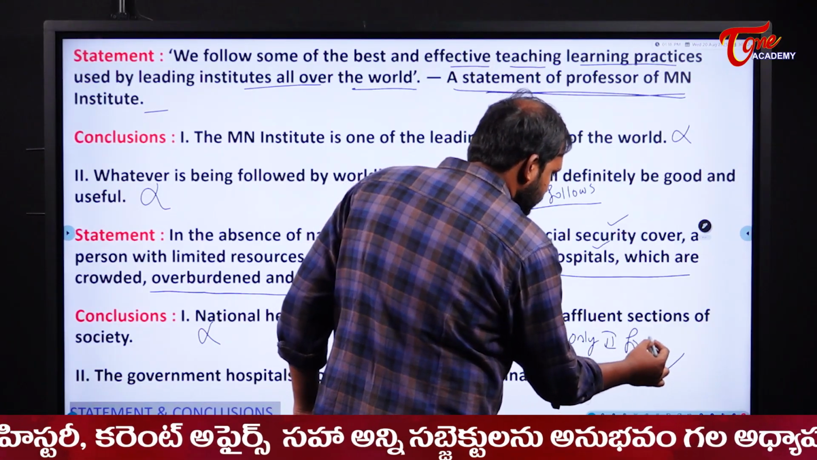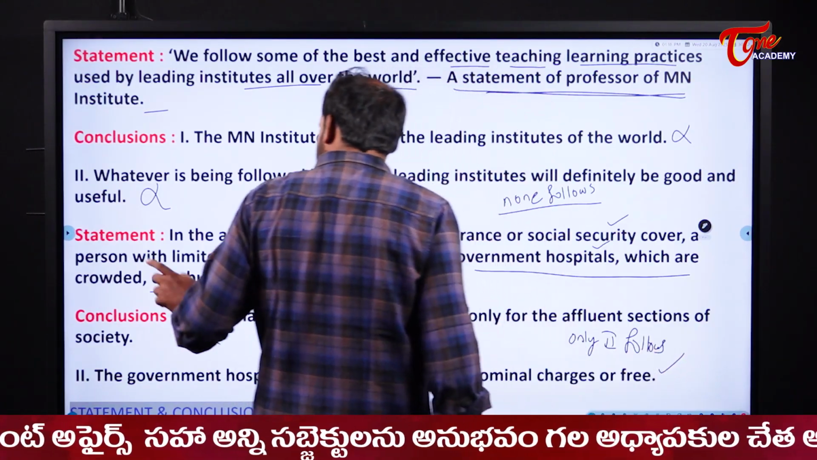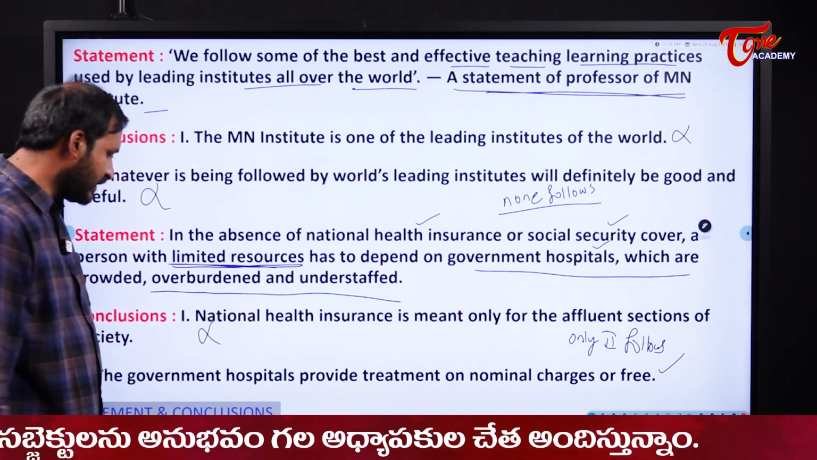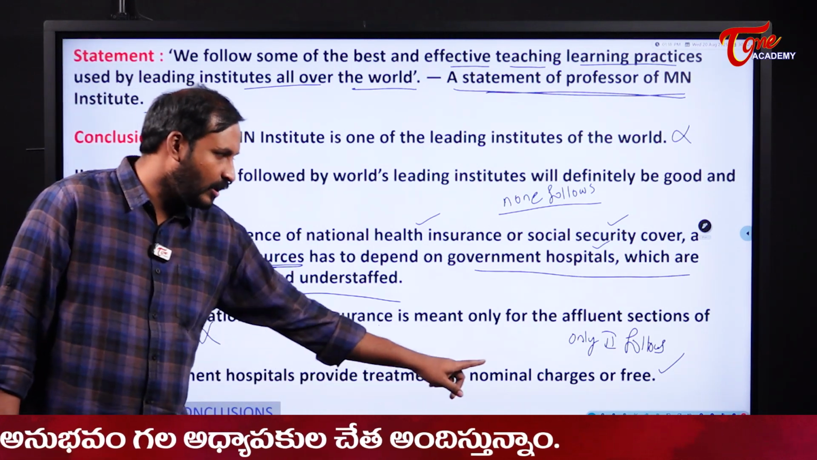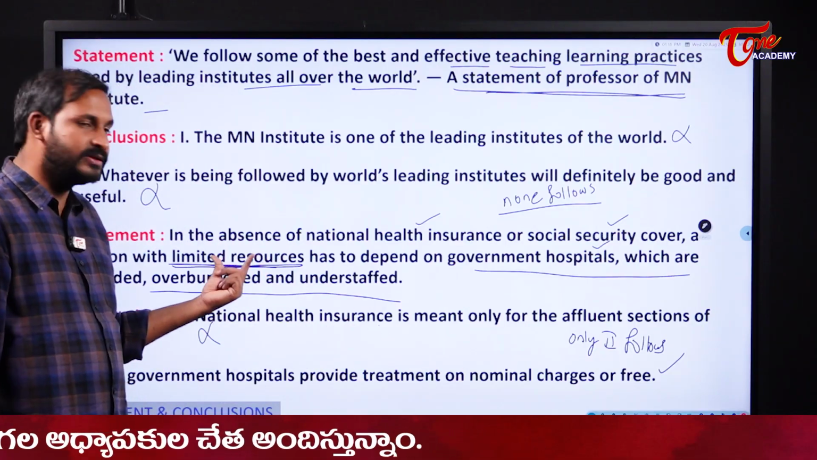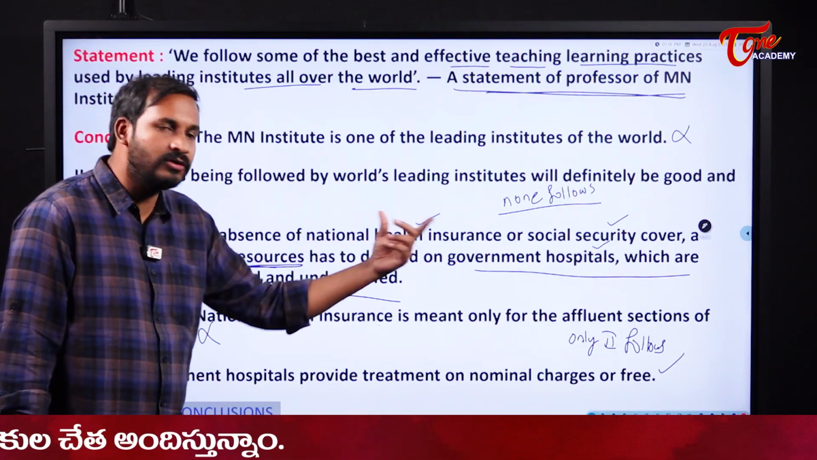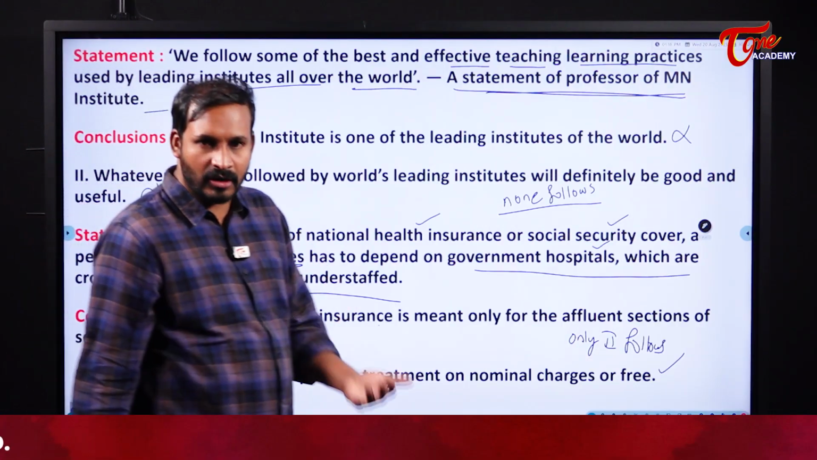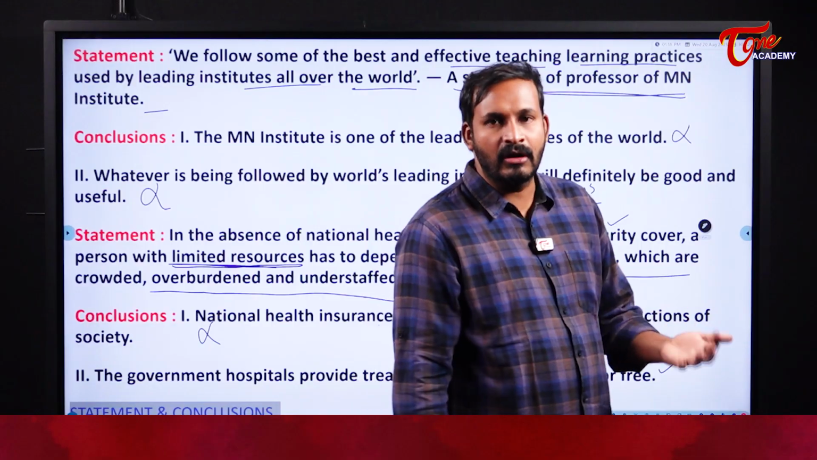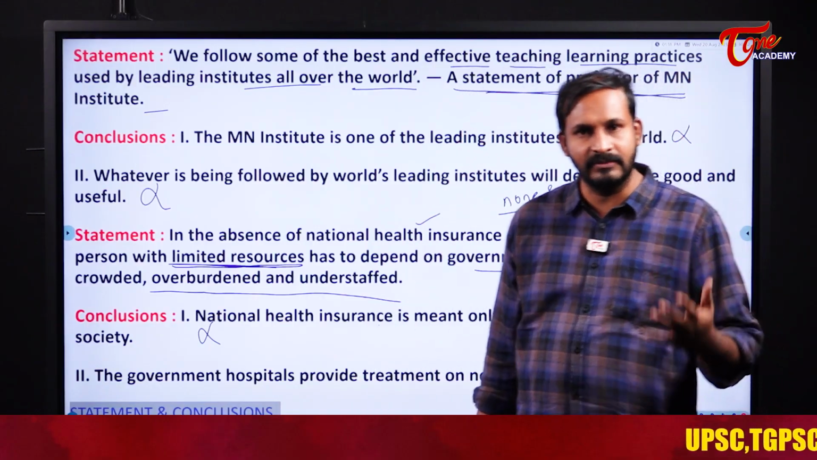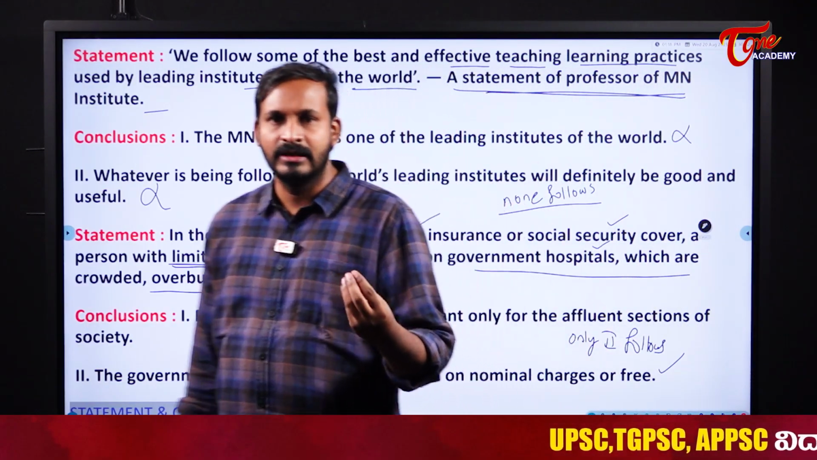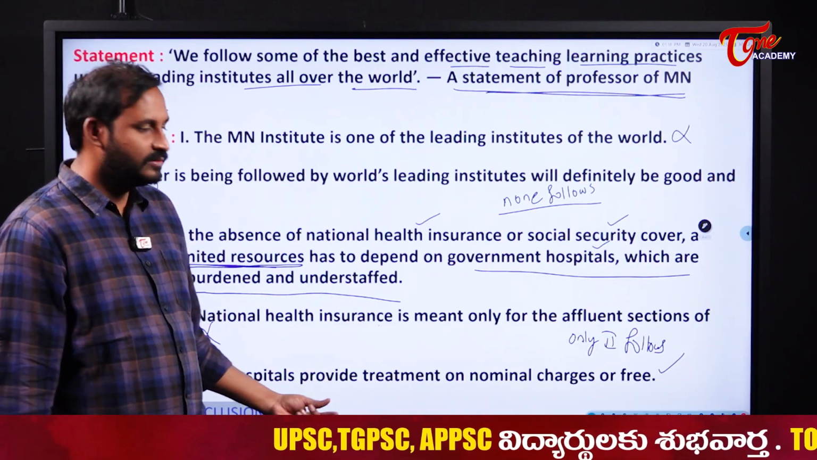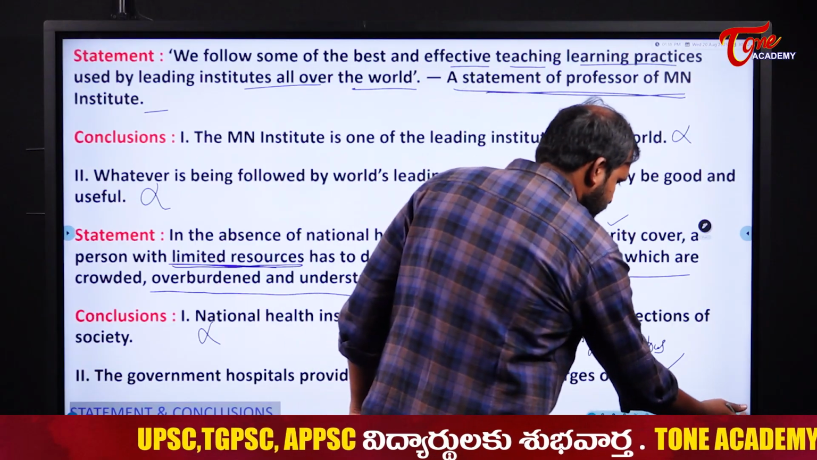So here only 2 follows. See here students, a person with limited resources. By using this, we can say that treatment is on nominal charges. He is having limited resources. That is the reason he is going to government hospitals. So that means the government is providing at nominal charges or for free of cost. Yes, there are some government hospitals where you need to pay nominal charges, students. That is the reason they mentioned this one. Okay, right. Next one.